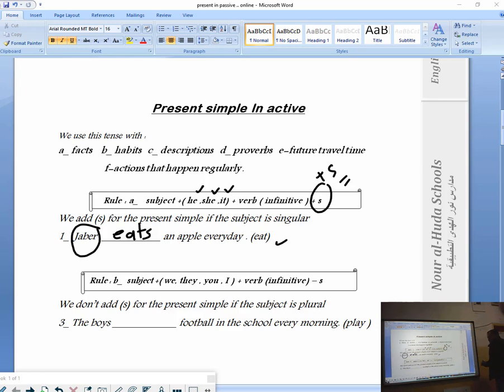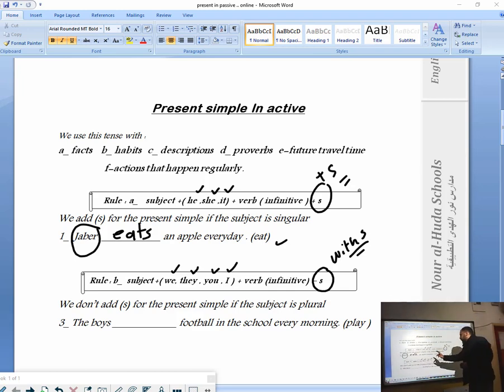Number two, the rule: if the subject is plural, it means more than one, just like we, they, you, and I, we should write the infinitive without s. What do I mean by minus s? Without s. Then it is an easy rule. If the subject is singular, we add s to the infinitive.